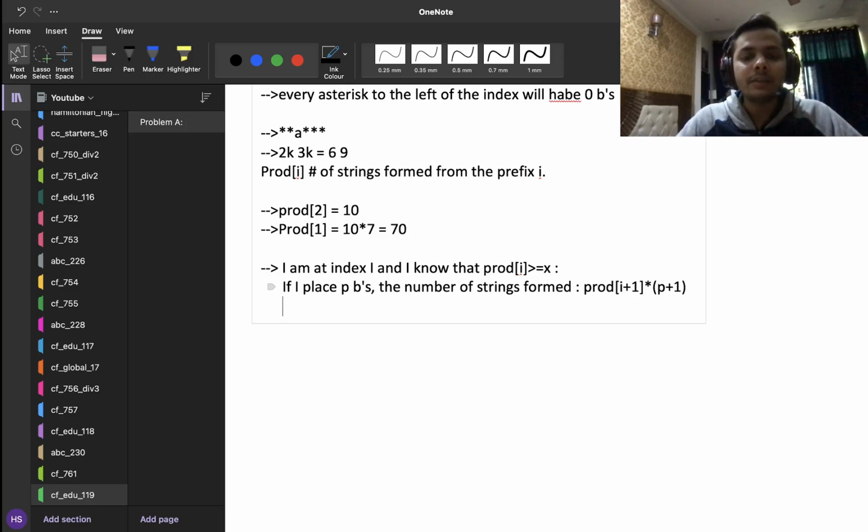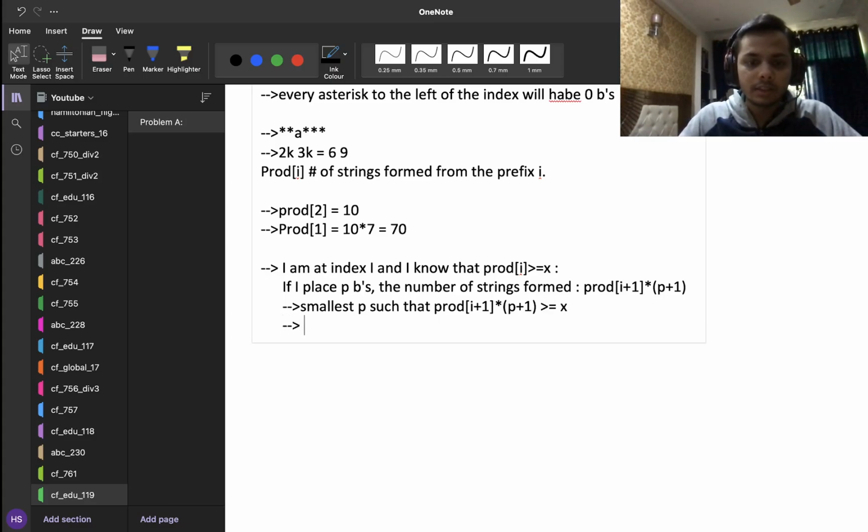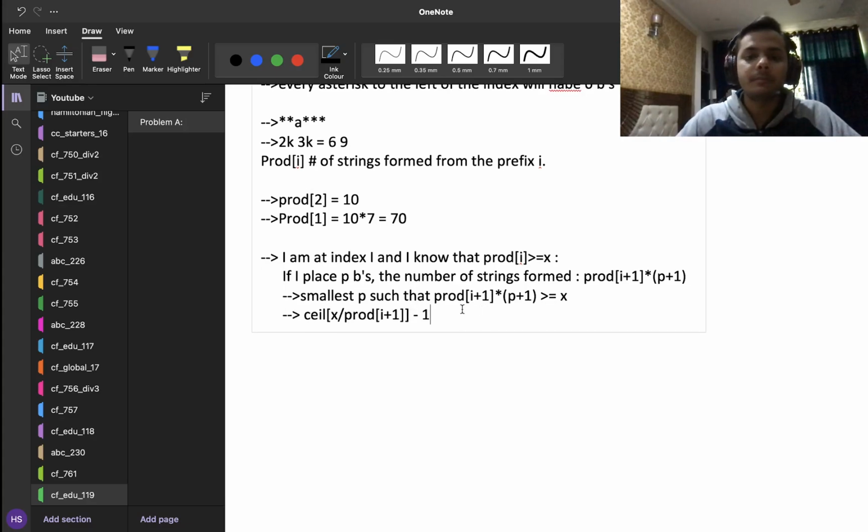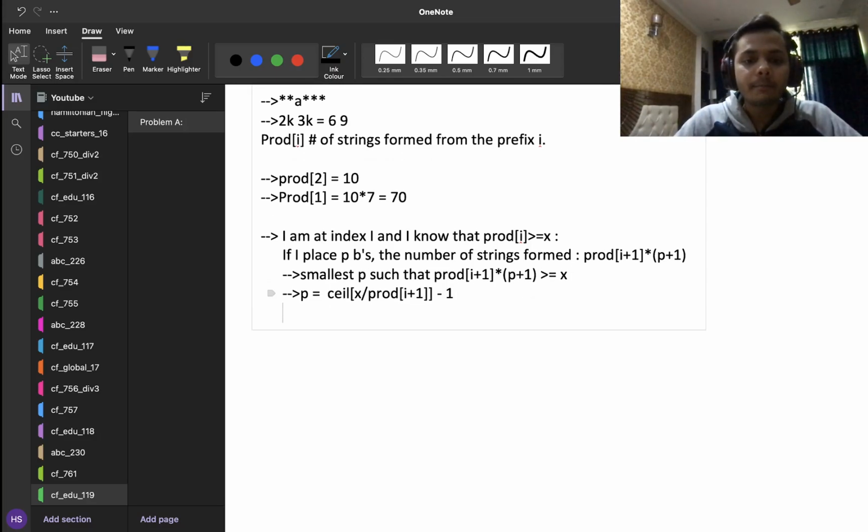So I need to find the smallest p such that prod of I plus 1 multiplied by p plus 1 is greater than or equal to x. And this is nothing but the ceiling of x upon prod of I plus 1, minus 1, right? That will be my p. If I find the ceiling of x upon prod of I plus 1, I will get p plus 1, and I can just subtract 1 from it. That will give me p, and so I have successfully found the total number of b's that I need to place at the index I.